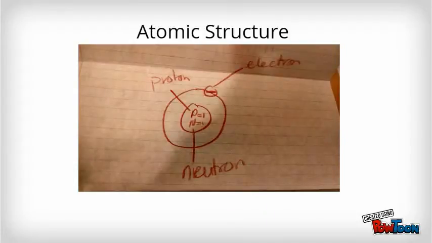Protons and neutrons are in the nucleus of an atom, which is in the center, while electrons orbit around the nucleus. The structure of an atom affects its properties. While most atoms of the same element are identical, there are two exceptions that will be discussed in today's presentation. The first is isotopes. Atoms of the same element with different numbers of neutrons are called isotopes.